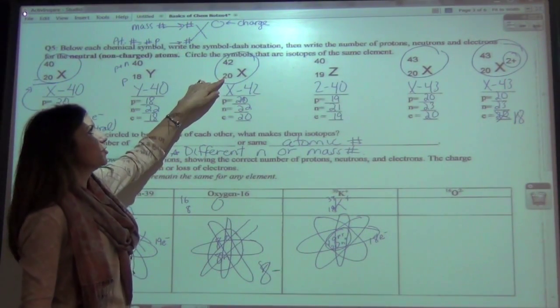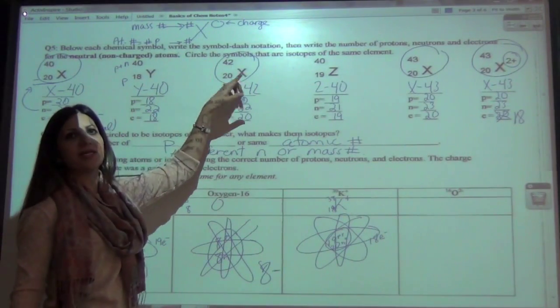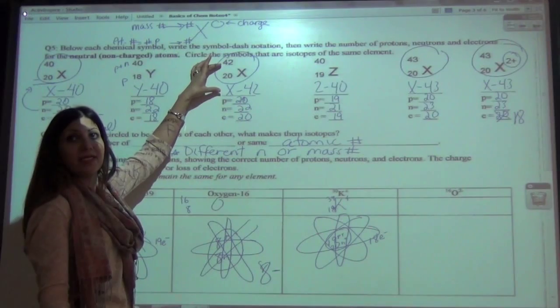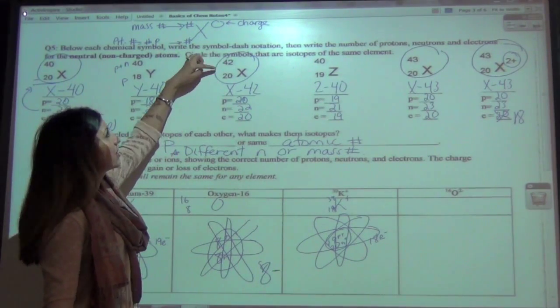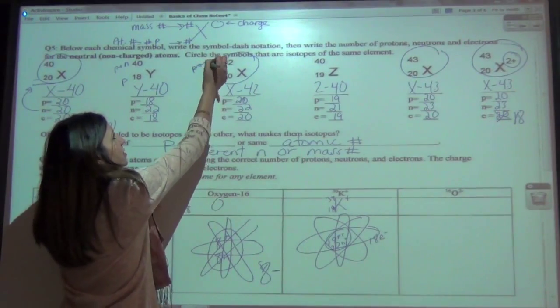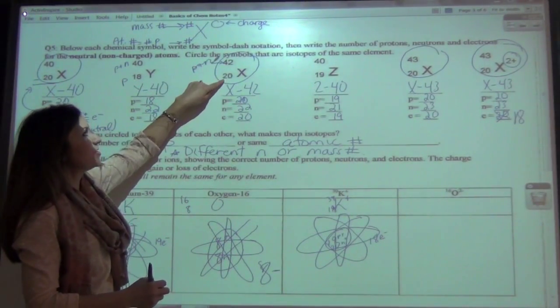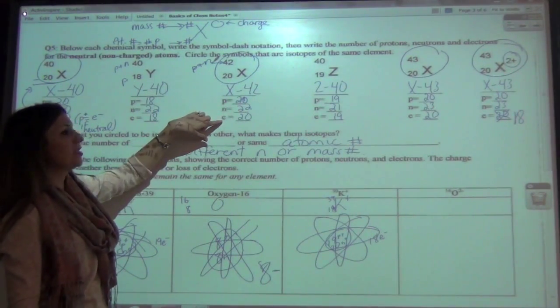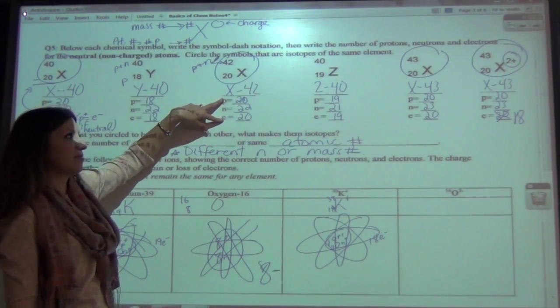But then to figure out the neutrons, nowhere in here does it actually give you the neutron amount. So how are you supposed to find it? You subtract. Because that's the mass, which is protons plus neutrons. So if you subtract your protons out, then you get your neutrons, which in this case would be 22. And then your electrons, we said, were the same as the protons if it's neutral.